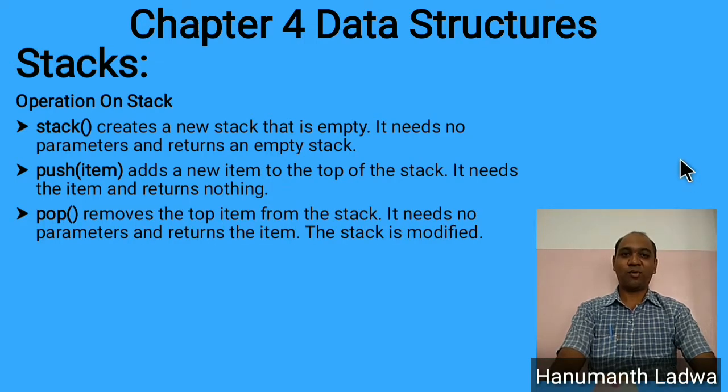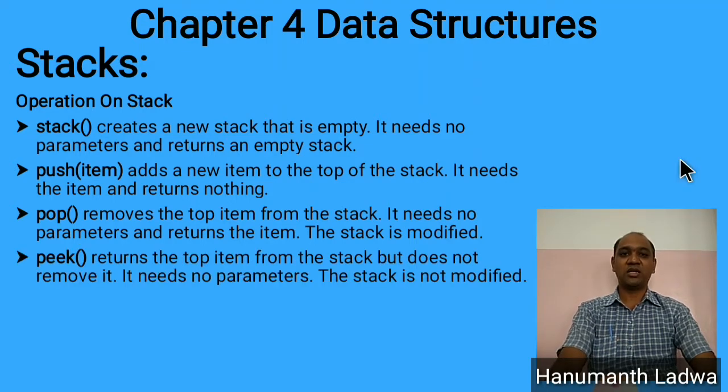Next, pop. Pop is the operation which removes the top item from the stack. It needs no parameter and returns the item. The stack is modified, means it is updated, it is changed, right? Next, peek. It returns the top item from the stack but does not remove it. It needs no parameter. The stack is not modified.